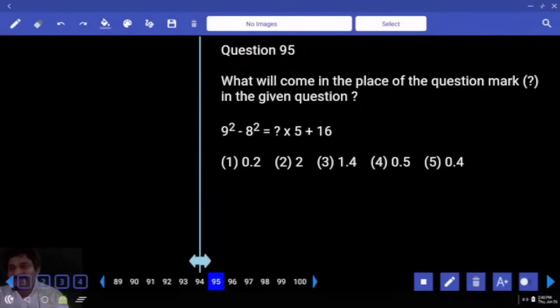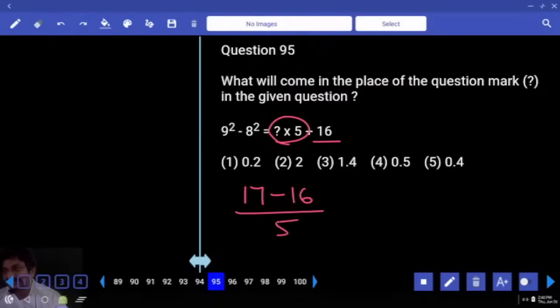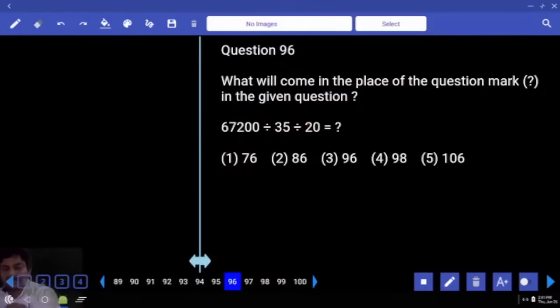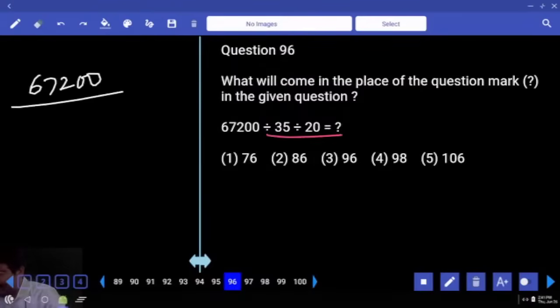Left hand side, a square minus b square formula, a plus b into a minus b, a plus b, plus 16 comes left hand side, which is equal to 5 into x. Then x is equal to divided by 5, 1 by 5, 0.2. $672,000. When you have continuous division, first number comes in numerator, rest all numbers come in denominator. 35 into 20, 7, 2 zeros cancel, 7. 63, 42.